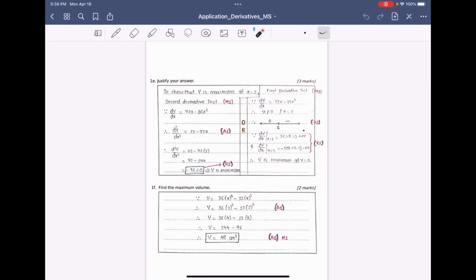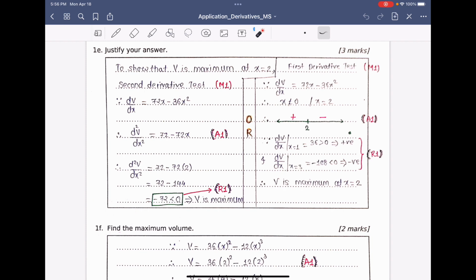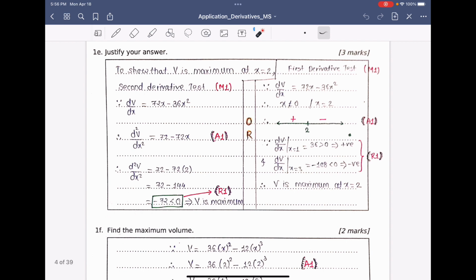Next, justify your answer. There are 2 methods: one is the double derivative and one uses a sign change in the first derivative. I'm explaining the first, double derivative method first. To show that v is a maxima at x equal to 2, find the second derivative.